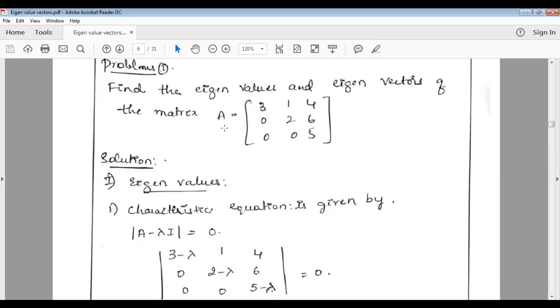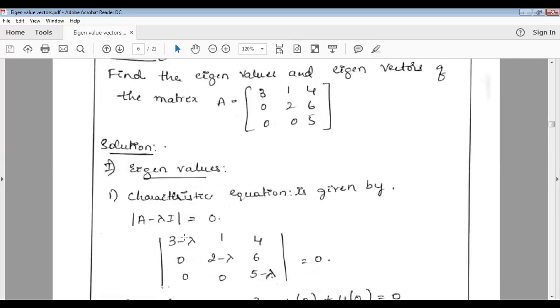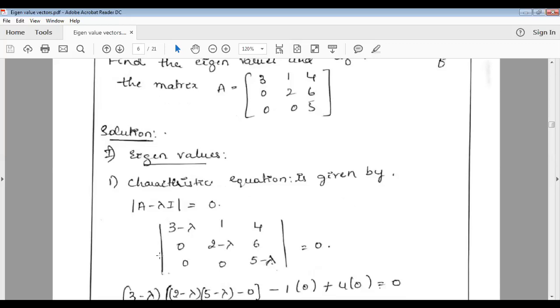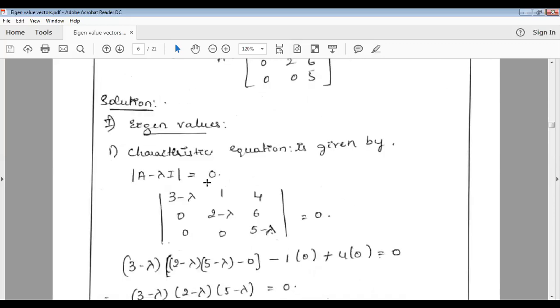By now we already know that writing lambda I will just have lambda on the main diagonal, and therefore subtracting that lambda I from A will only affect the main diagonal. So you can either write the equation and then get the matrix, or directly just write 3 minus lambda, 2 minus lambda, and 5 minus lambda. The rest of the components will remain the same. So your characteristic equation here will be determinant of A minus lambda I equal to 0, and I've already written the determinant here.